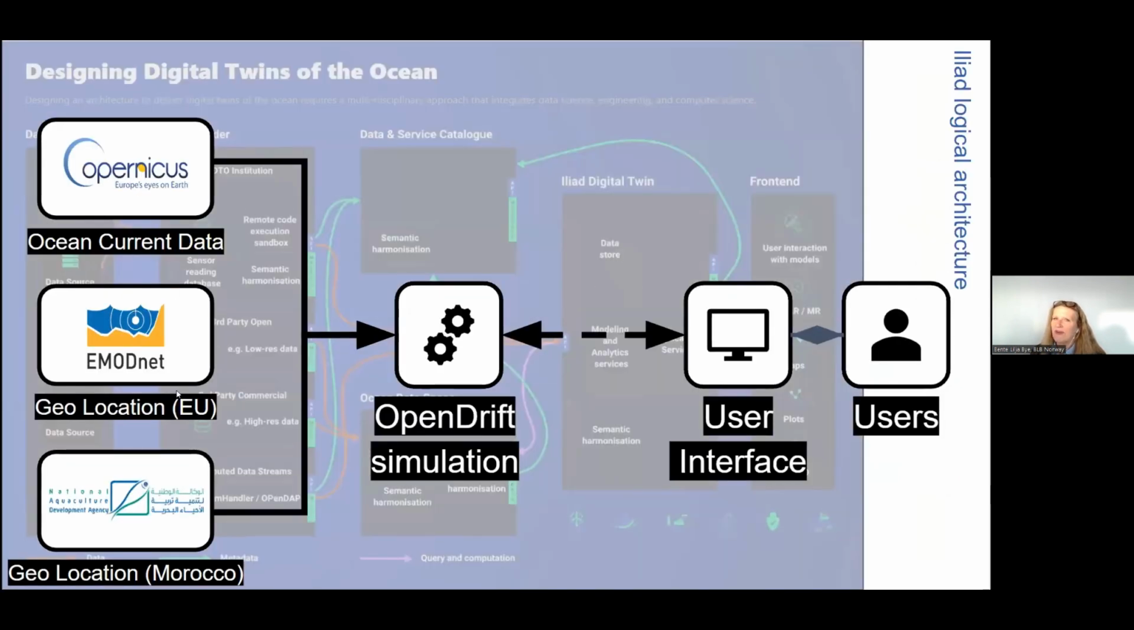And here you see a simplified architecture for those Norwegian and Moroccan cases, actually concretely the Moroccan. You see the geolocation data from the National Aquaculture Development Agency, and you have EMODnet, which you already saw, and of course Copernicus. And the common component here, which you see at the top of the Iliad overall architecture, is the OpenDrift simulation. It could be used for parasites, for oil spills, for sediments, etc. Then you use this tool, adapted to your specific case, and then you have a user interface fitting your specific use.